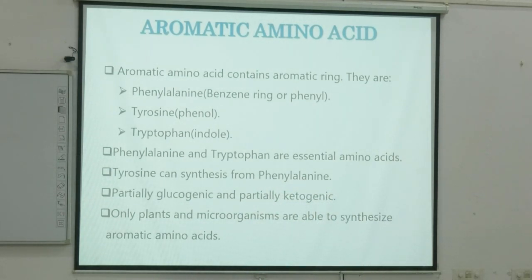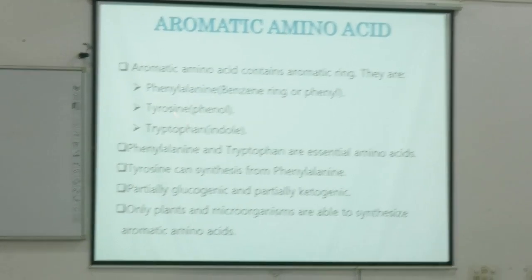Now, out of these, phenylalanine and tryptophan are essential amino acids. What do you mean by essential amino acids? They have to be provided in the diet. The only sole exception is tyrosine, because you can make tyrosine from phenylalanine by means of hydroxylation.